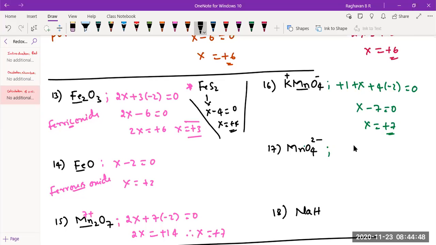Sir, in this it comes 6, sir, not 7. In this Mn is 6. That is also correct. So it is not permanganate ion, instead manganate ion. Simply we say manganate ion. So if I add potassium here, you have to add 2 potassium. Then it becomes potassium manganate. This is potassium permanganate.